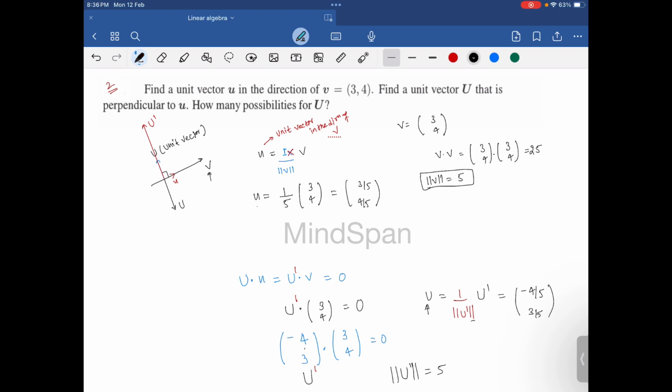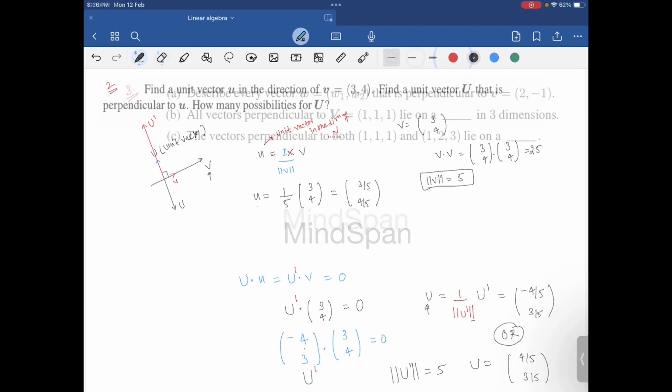So we can say that this vector u will be minus times of this one, because this is in the opposite direction of what we have found, right? So that will be 4 by 5 and -3 by 5. So how many possibilities of u? There are two possibilities of u, right? I hope it makes sense.